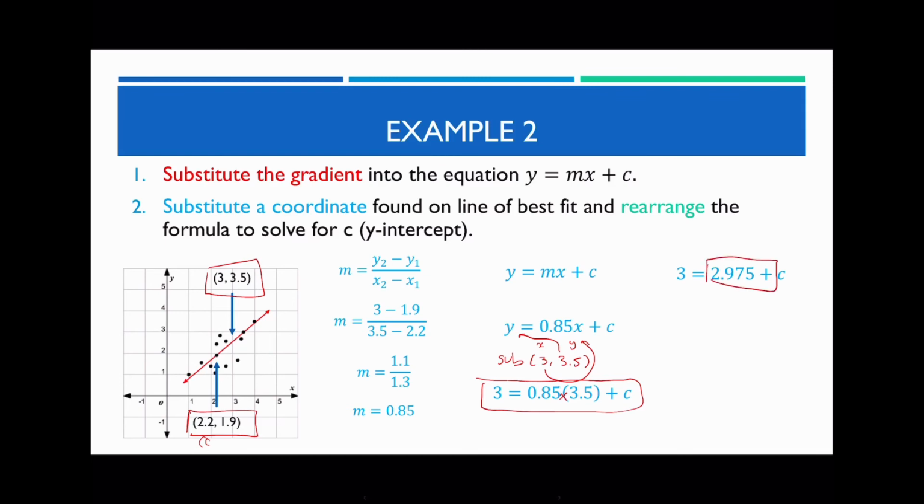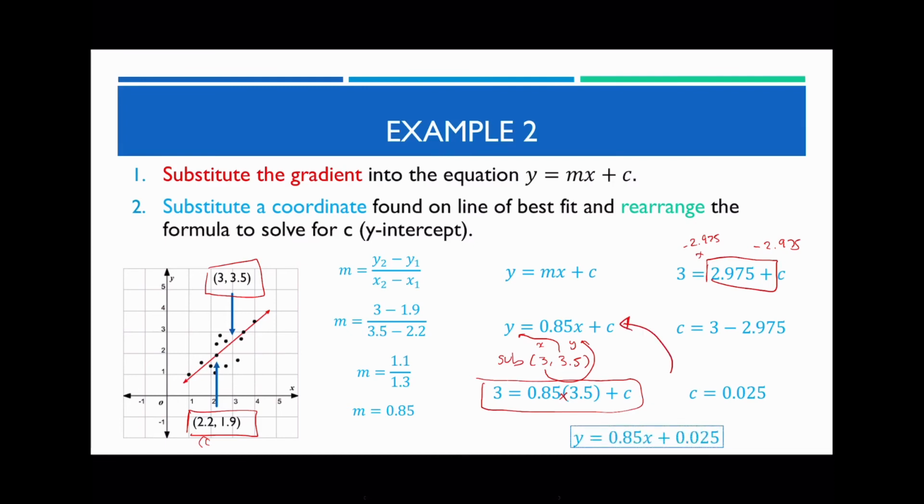Because this value is a positive 2.975, I'm going to subtract both sides by 2.975. And if I do that, then I'll find out that c is therefore going to be equal to 0.025. So that's my value for my y-intercept, okay? And lastly, once I find that, I just substitute c back into this particular formula over here.